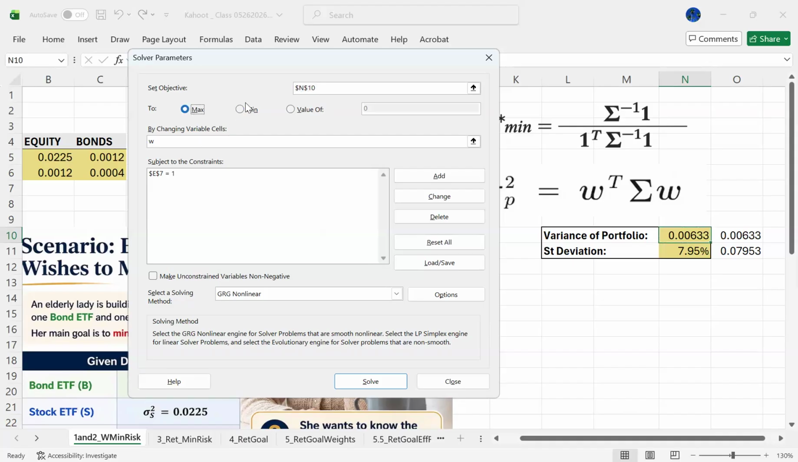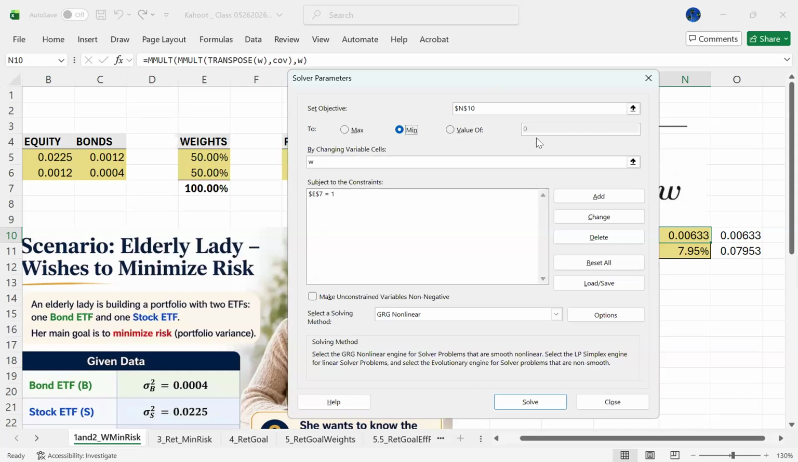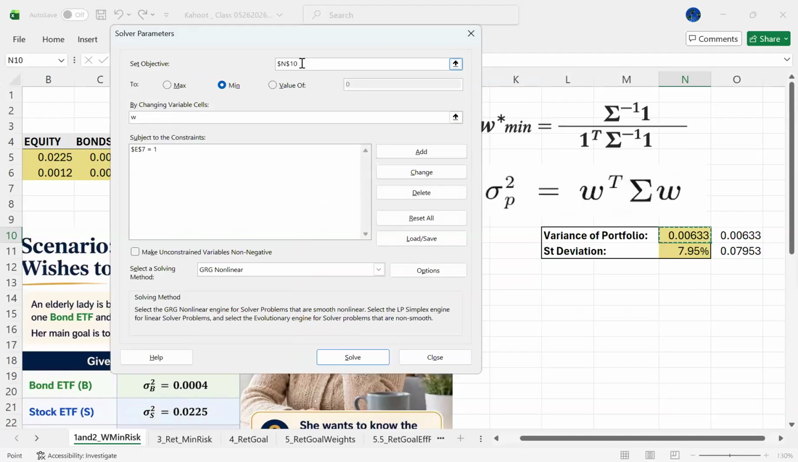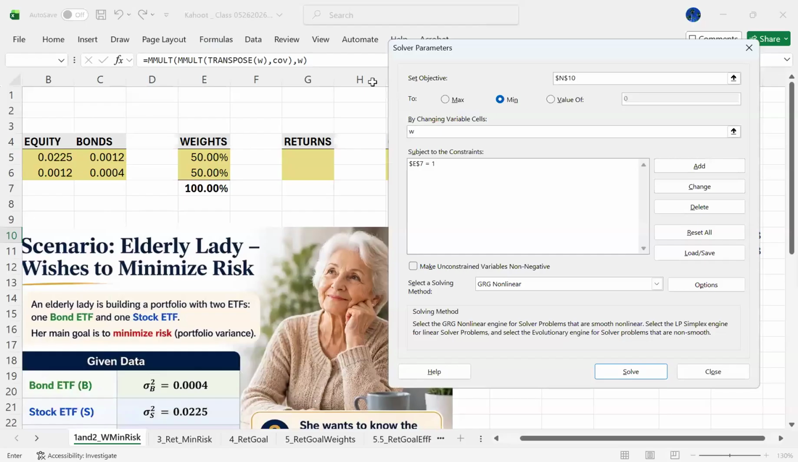So I can maximize, I can minimize, I can ask Excel to find weights such that I end up with a specific value for my objective function. So once again, what I'm doing here is, what is my objective function? I'm looking at the variance. What is it that you want? I want to minimize variance. How should the optimizer solver do that? By changing the weights, by changing W.